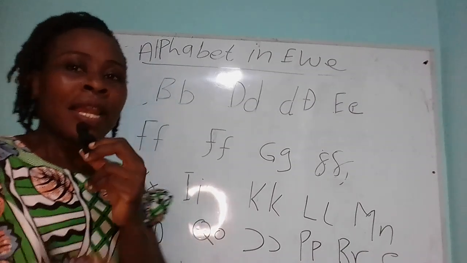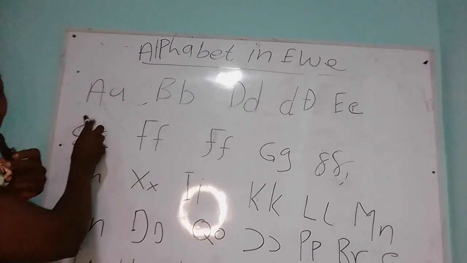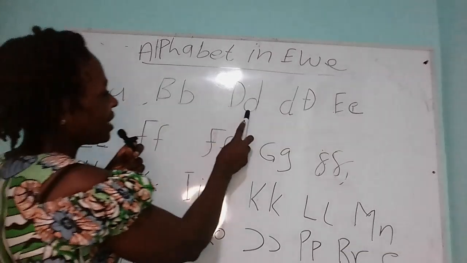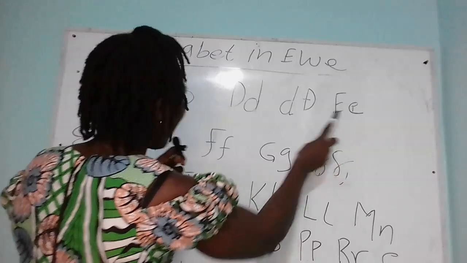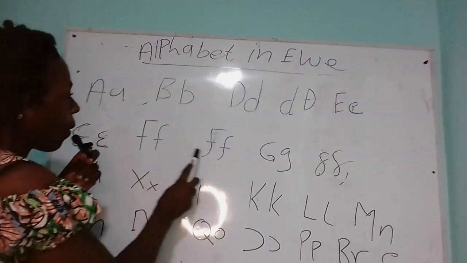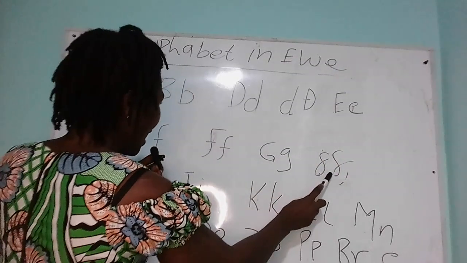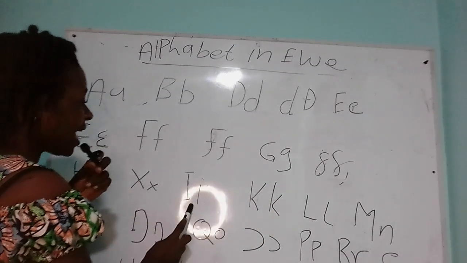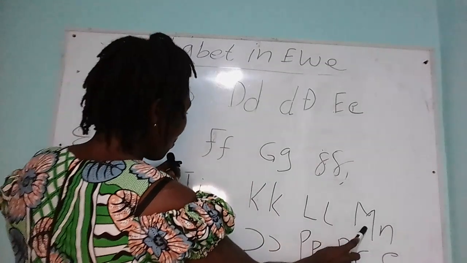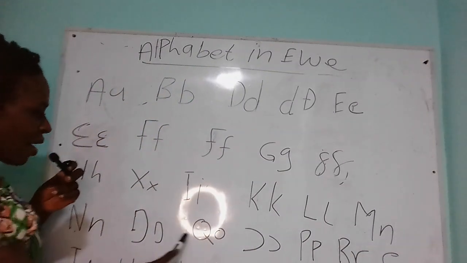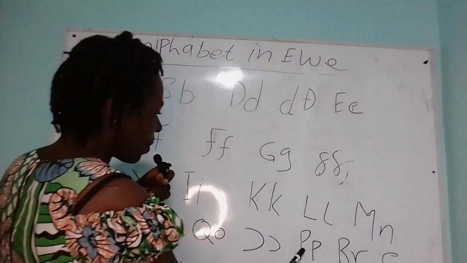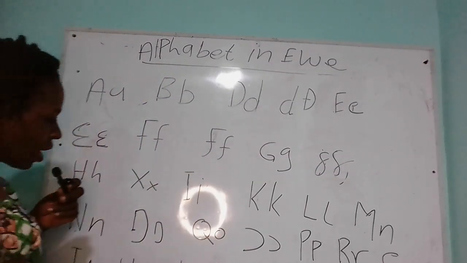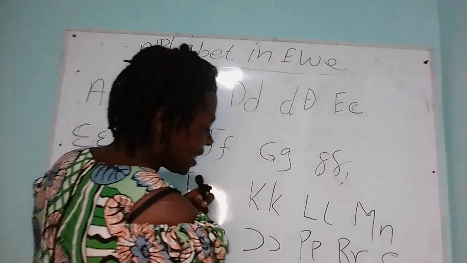Let's go. As we all know, this is A. In Ewe we say A, B, D, D, A, E, F, F, G, H, Y, H, H, I, K, L, M, N, N, O, P, R, S, T, U, V, W, W, Y, Z.